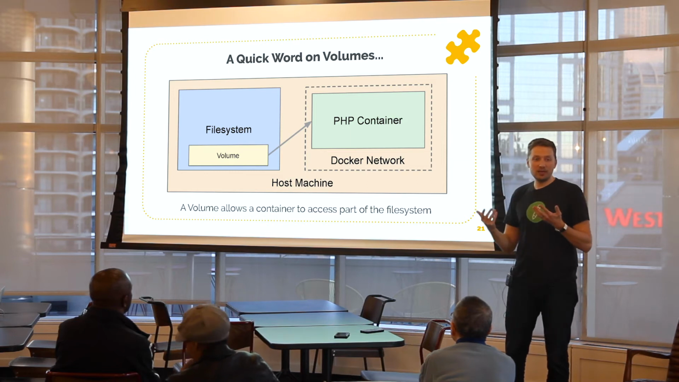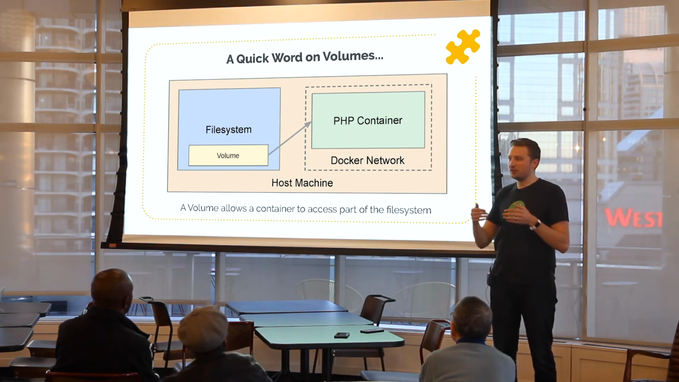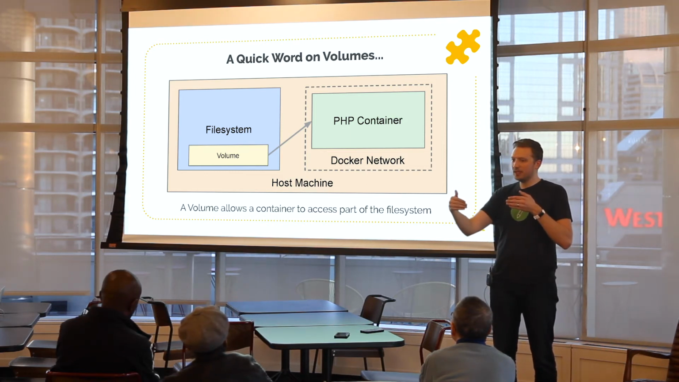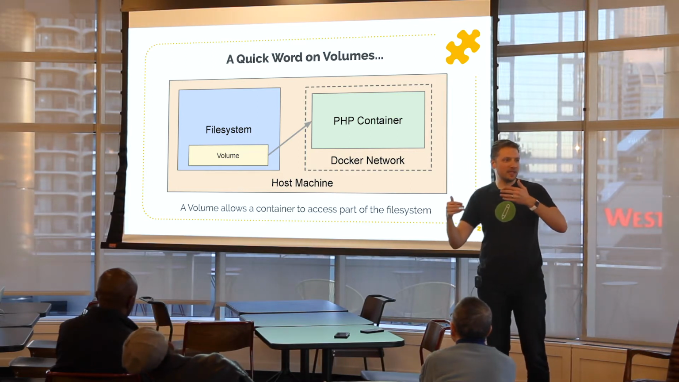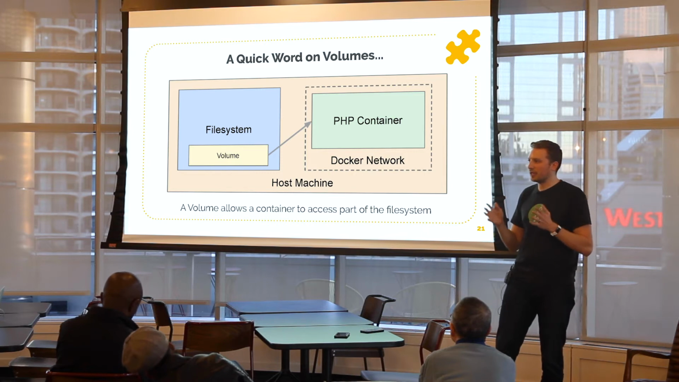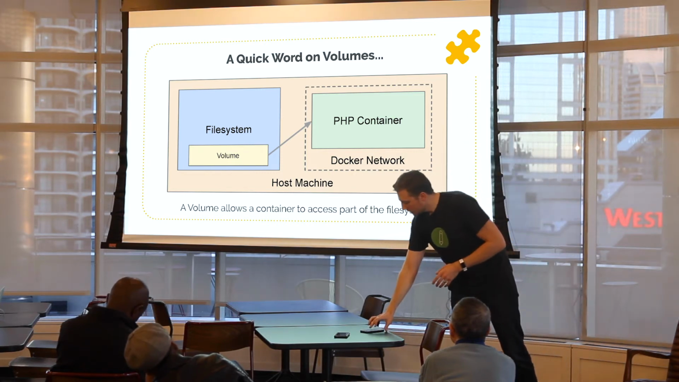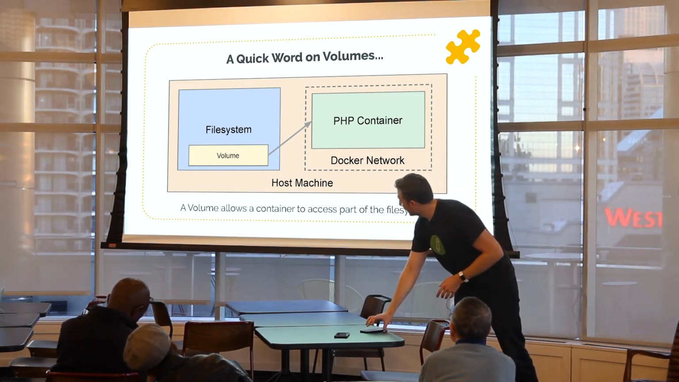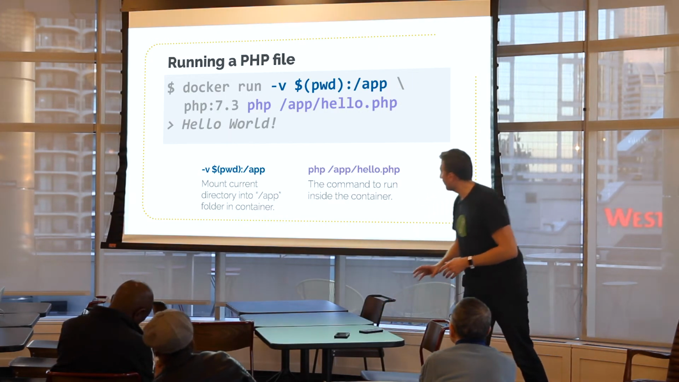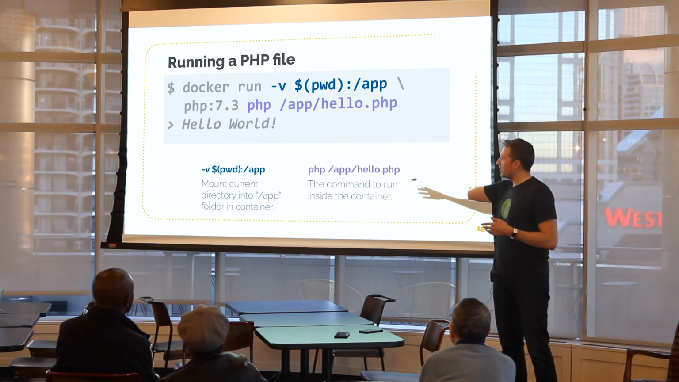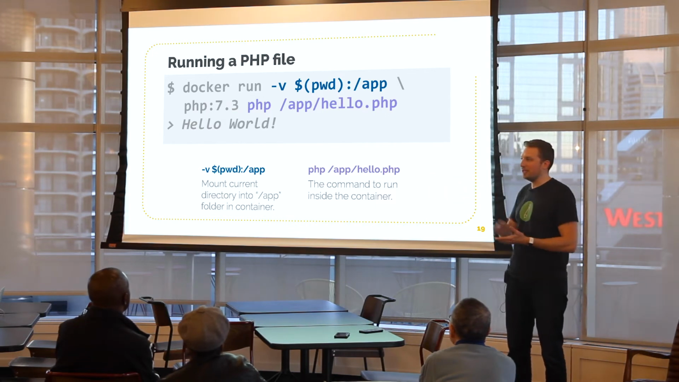When you're doing local development, a bind mount is the easiest way to make sure you update your code on the host machine, just like you would if you were running PHP natively, and then all of a sudden it's magically updated in the container. That's the quick and dirty way to do that. And then the last bit of that command is just running the hello world app we had. So it's php app hello world, and that's going to echo it.